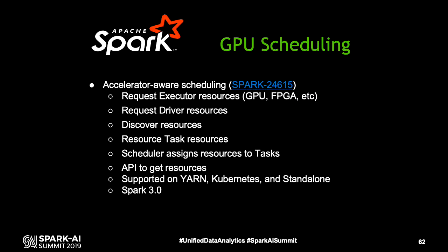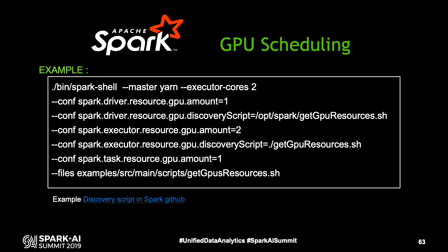We also have APIs to get the resources you need. So there's a task API, and there's a Spark context API, where after your task is launched, you can look at what addresses did I get assigned? And I want to pass those addresses into TensorFlow or whatever else you're using. And like I said, this is actually checked into Spark 3.0 now, and you can try it out.